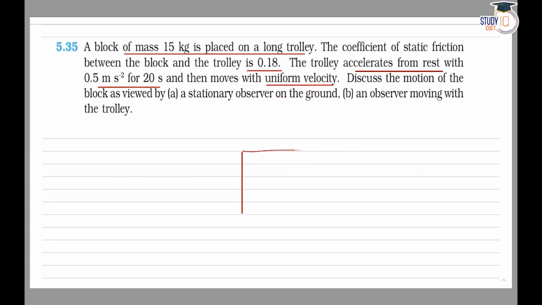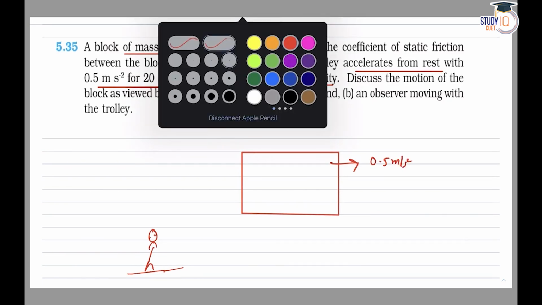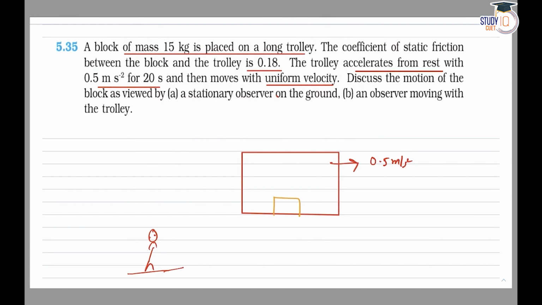First we are going to discuss this motion with respect to an observer on ground. For an observer on ground, the person is the observer, this is on ground. The truck is moving with acceleration of 0.5 meter per second square. A block is kept on the surface. The block is also moving with acceleration of 0.5 meter per second square if we assume no slipping.